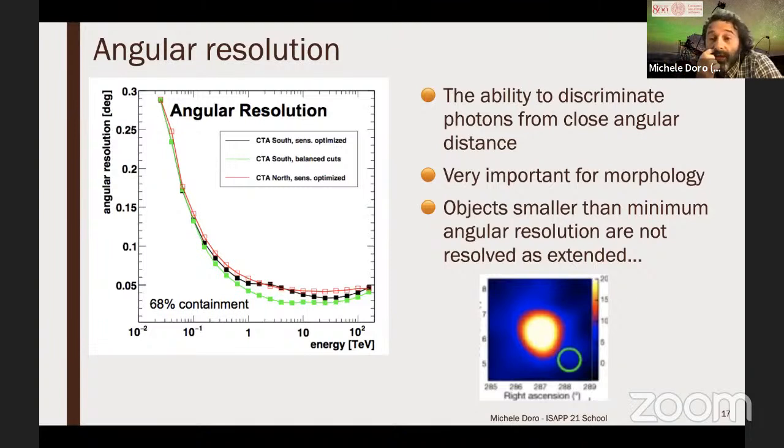For example, for dark matter, if you want to discriminate between a core profile or a cusp profile, sometimes you need to have angular resolution.